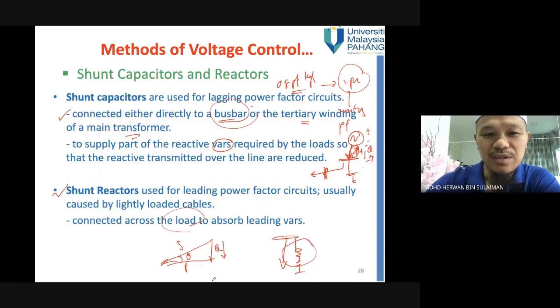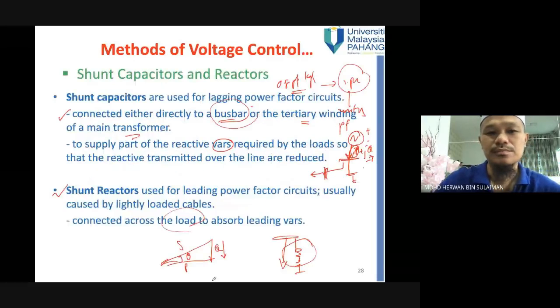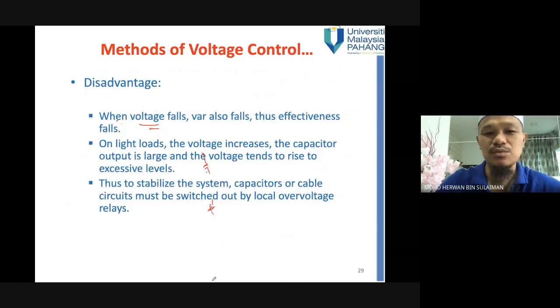Okay, the advantage is to improve the power factor. For the disadvantage of shunt capacitors and reactors, when the voltage falls, the output also falls, thus effectiveness falls. So this is the problem when we use the shunt capacitor and shunt reactors.